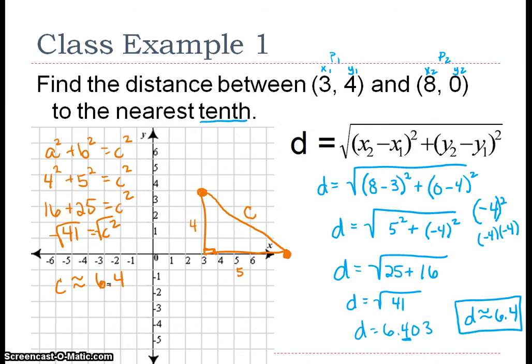So you get the same answer either way. It's just a matter of which way you prefer to do it, and I happen to prefer using the Pythagorean theorem. So on the rest of the examples, there will be 2 more class examples and 3 student examples. I'll be using the Pythagorean theorem every time.